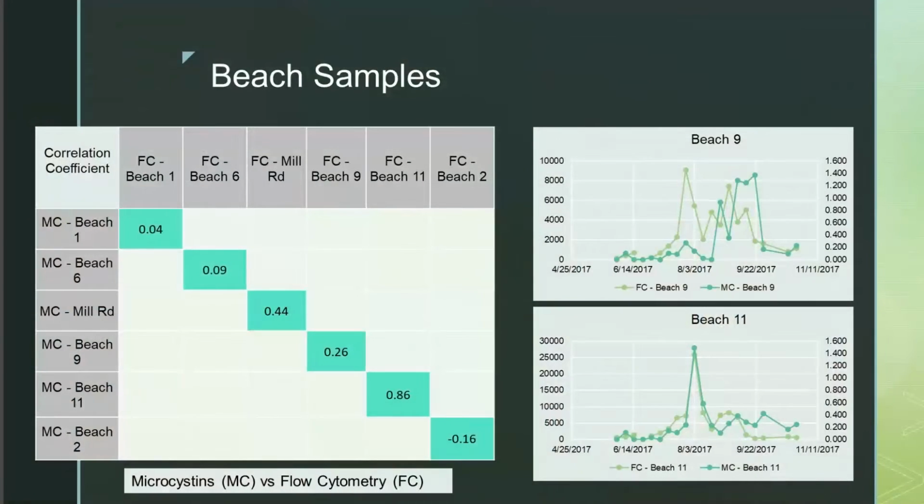And these are from the beach. We had some pretty strong correlations, especially at beach 11, which was the only strong correlation. And then we have a very weak correlation at beach 2, which is interesting because that beach exceeded its values almost all summer for dogs.